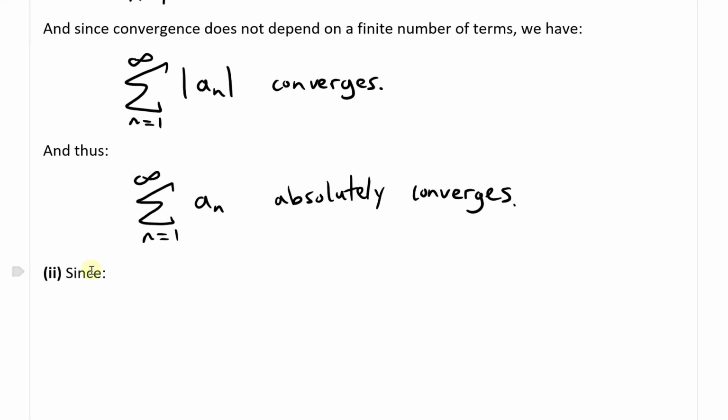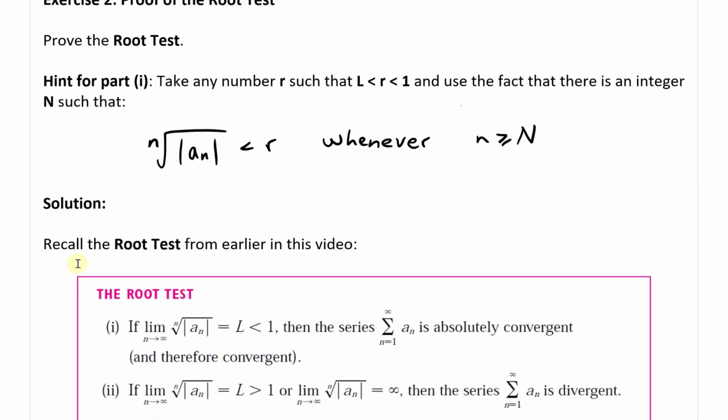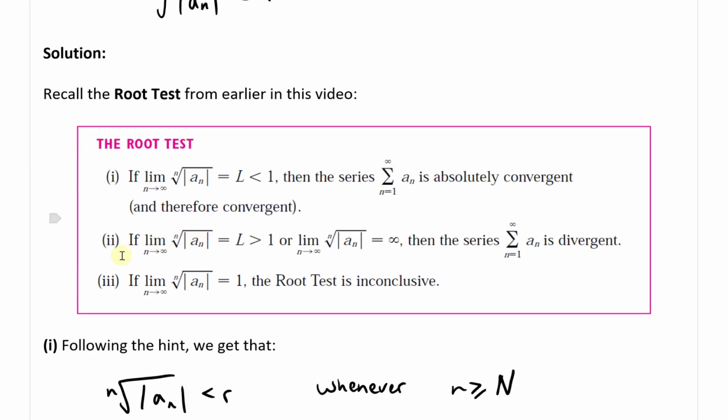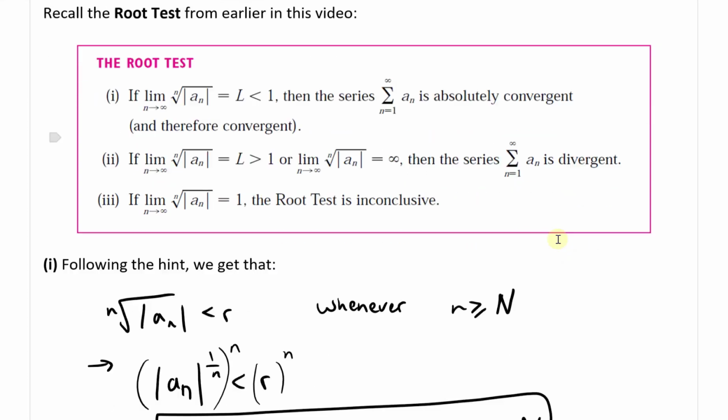All right, so now let's look at the second part of the root test, part II. Let's review it here. If the limit as n approaches infinity of the nth root of the absolute value of a_n equals L and is greater than 1, or the limit equals infinity, then the series, the summation of a_n, is divergent. In either case both are greater than 1, because we're dealing with absolute values, so all is positive. All right, so let's get to the proof.